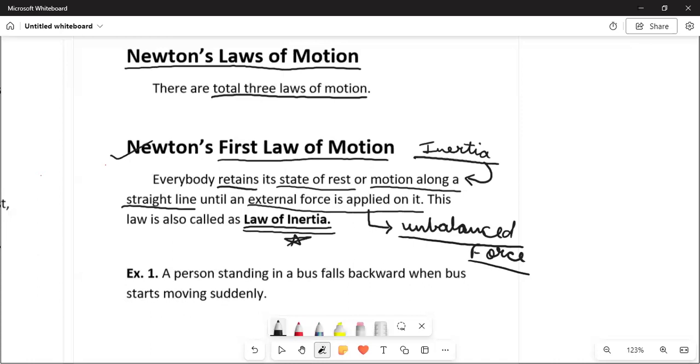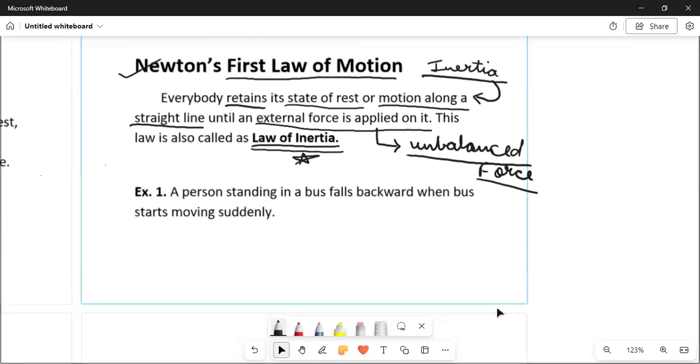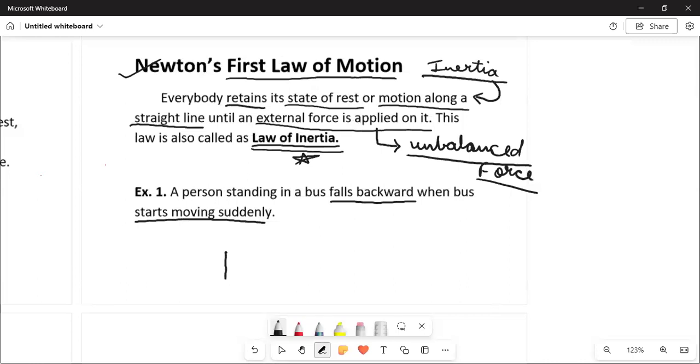See, there is one example related to this Newton's first law of motion. It says that a person standing in a bus falls backwards when the bus starts moving suddenly. Imagine you are in a bus. If this is a bus and you are standing in the bus over here, and the driver suddenly accelerates in this direction, what happens? If you are standing, you tend to fall in the opposite direction, right?